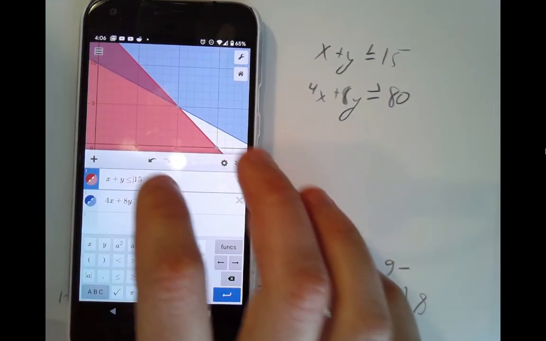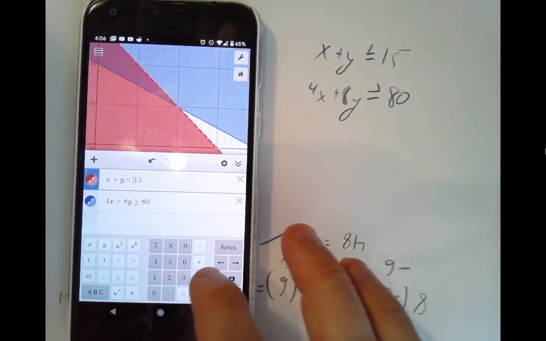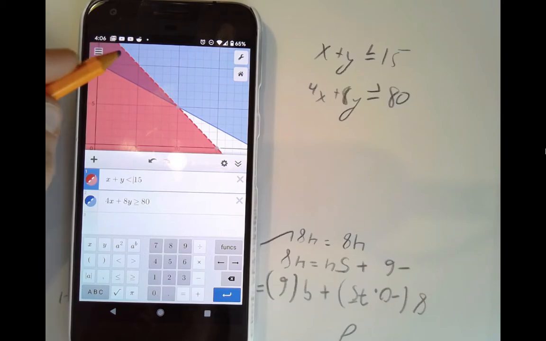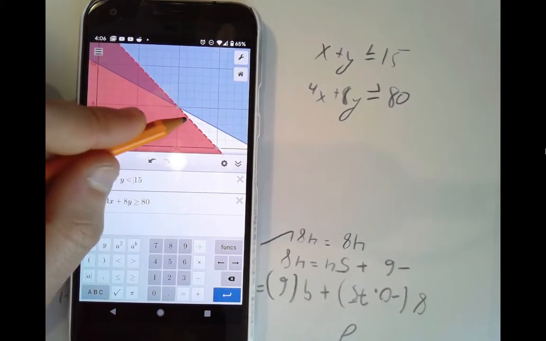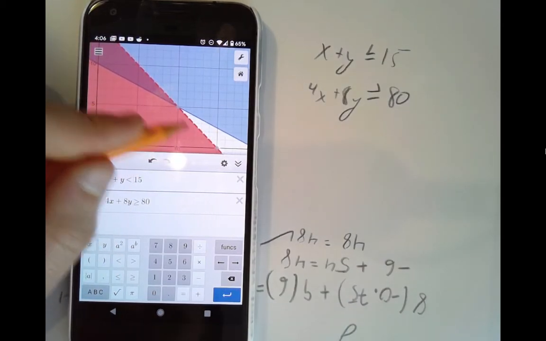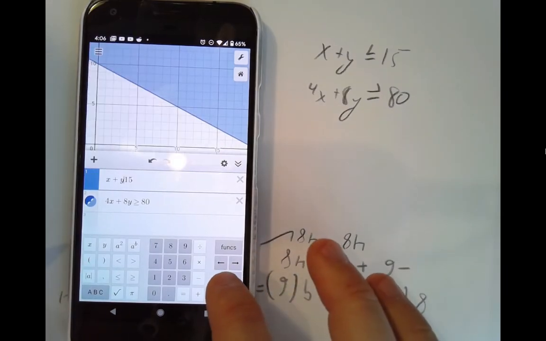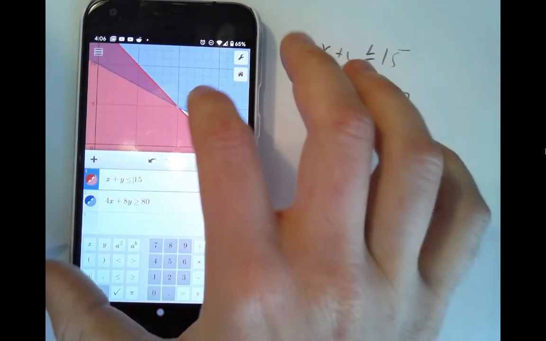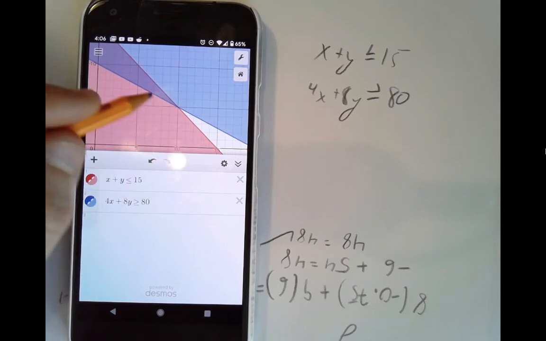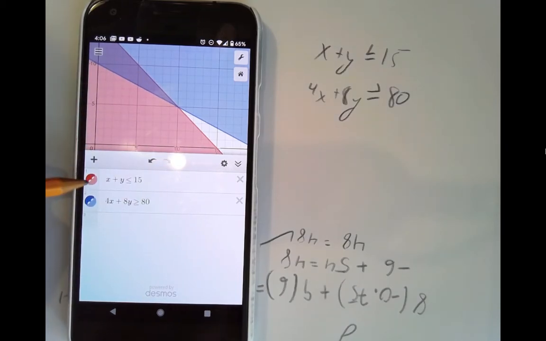Remember, if I switch this to just less than, it makes it a dotted line, and when you're copying it on your paper, you have to make sure you're doing a dotted line. But this was less than or equal to. The next thing, this red line, is the solution for this first inequality that I drew. Everything underneath here, any coordinate here, is a solution to this inequality.